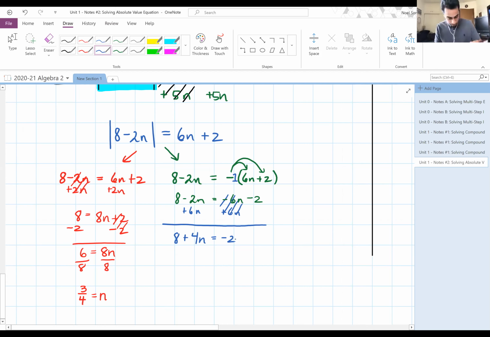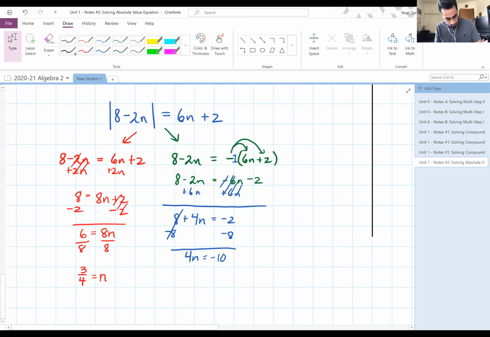Okay, so from here, what we do next, let's subtract the 8. So 4n is equal to -10. And then we want to divide both sides by 4. So n is equal to negative. Here we want to reduce the fraction, right? We can divide both top and bottom by 2. So we get -5/2.